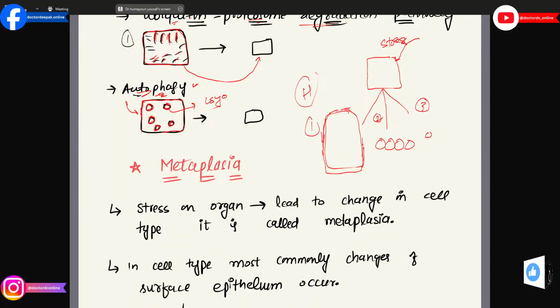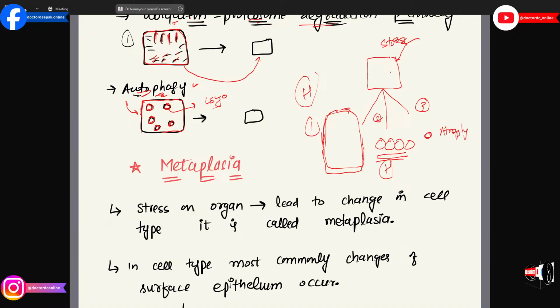Hypertrophy simply means increase in size of cell. And if the cell keeps its size but only the number of cells increases, it is called hyperplasia. So hypertrophy: size increase; hyperplasia: number of cells increase. And the third thing, if I put a stress and that cell decreases its size, it is called atrophy.